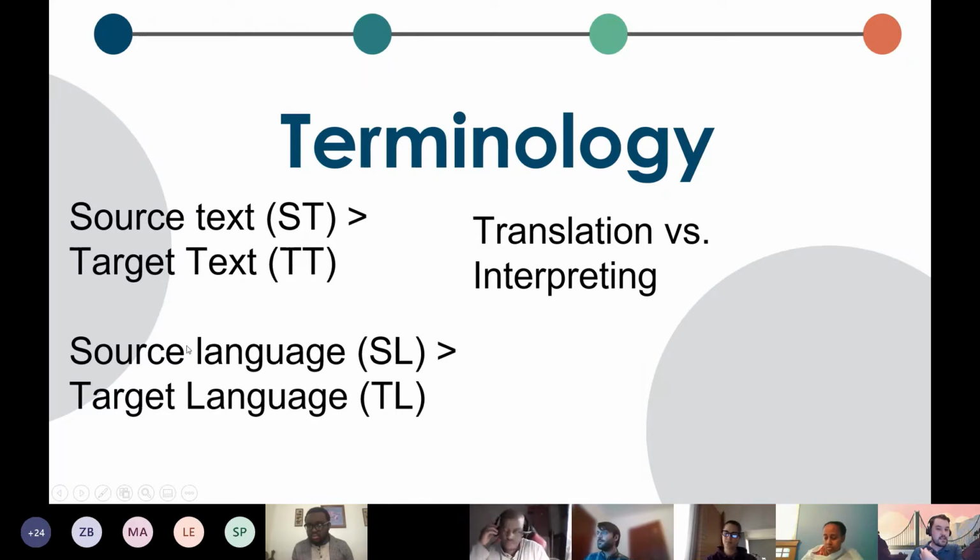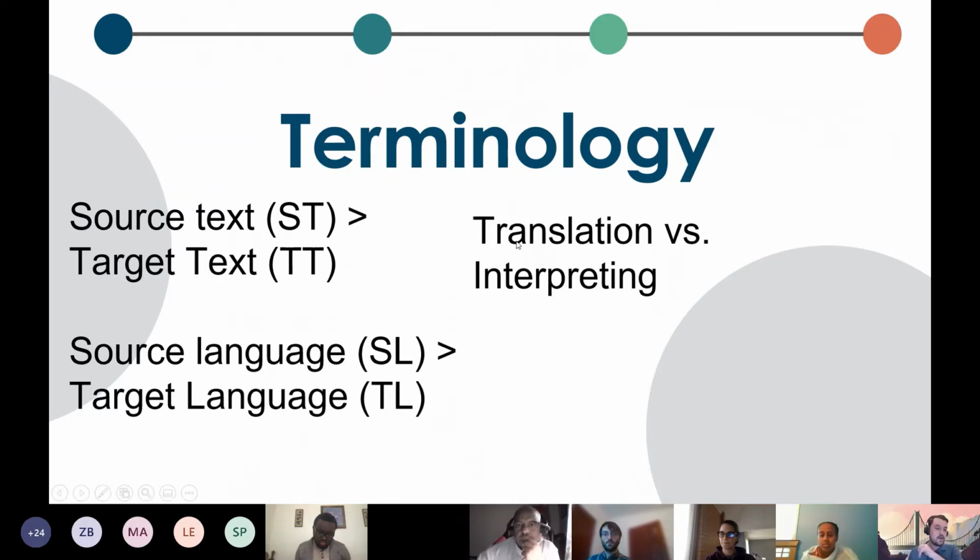Carrying over, source language is the language that the source text is in, and the target language is the language that the target text is in. So those carry a bunch of factors with them, of course. The source text and the target text can be from completely different cultures, and there are many different considerations that we have in translation. Translation versus interpreting, I believe I'll answer this for you because most people do know the difference, especially if you work in this field.